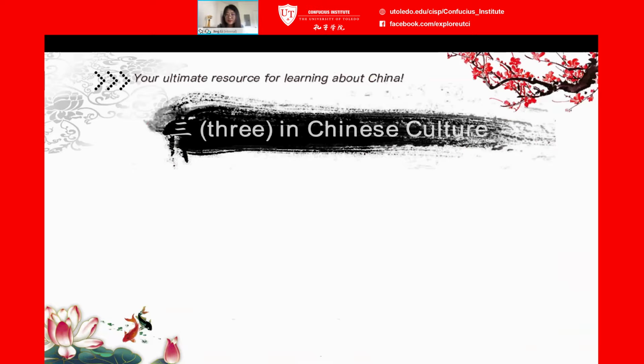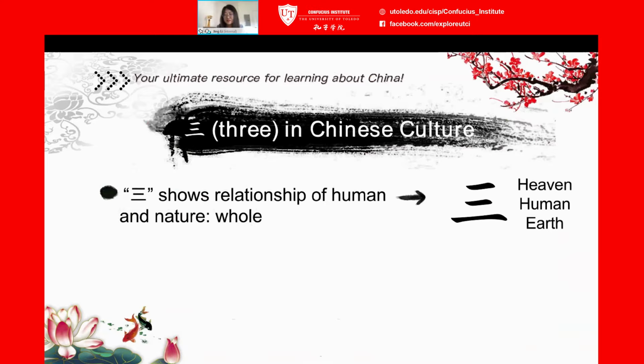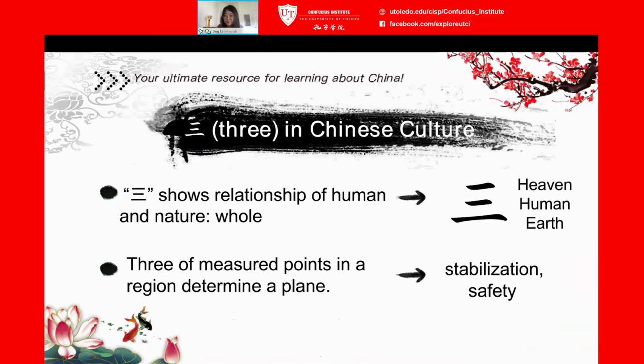In Chinese culture, san, this Chinese character, stands for heaven, human being, and earth. So it shows the relationship of human and nature. We are a whole. We need to cherish nature. In addition, it also shows stability and safety, because three points determine a plane.